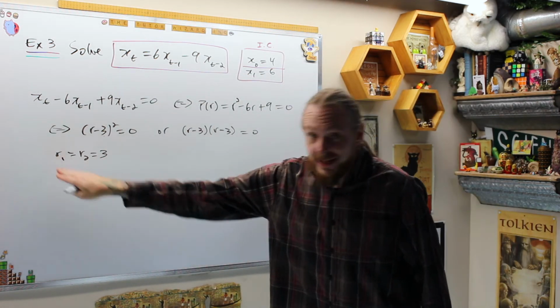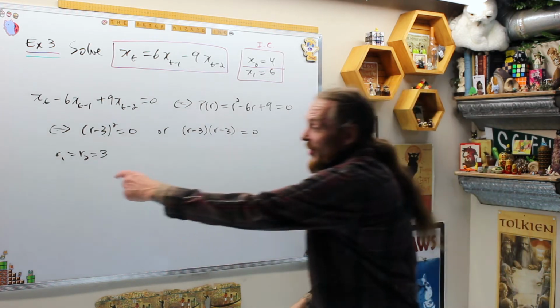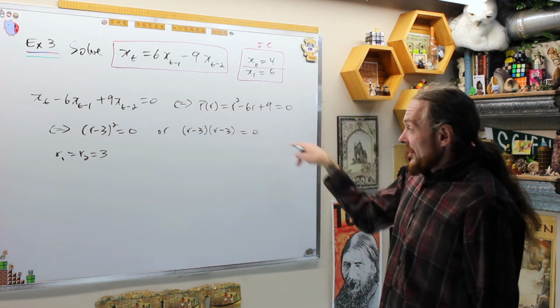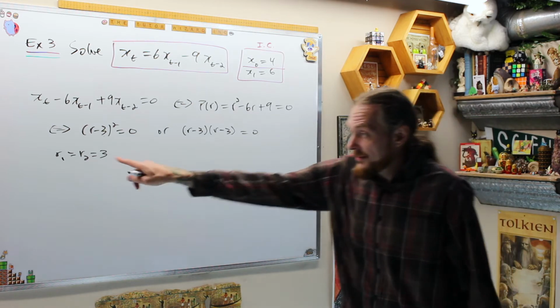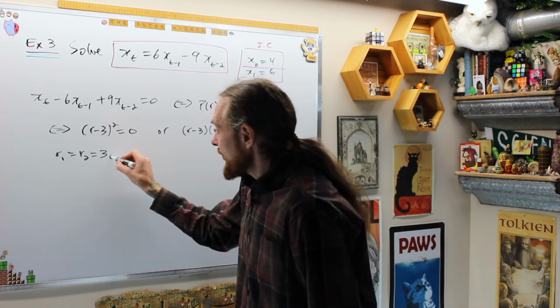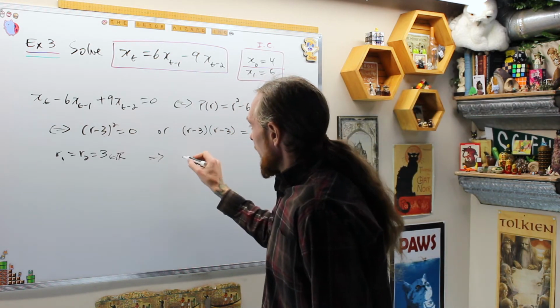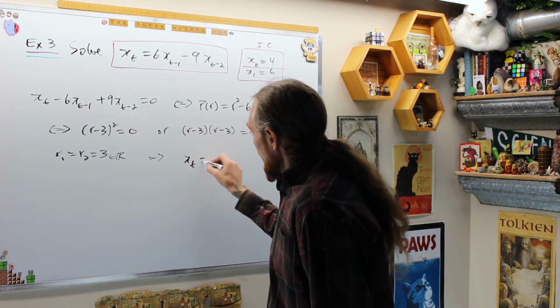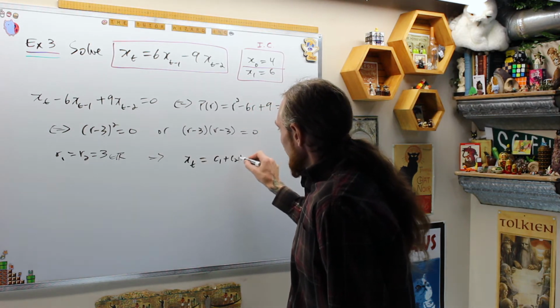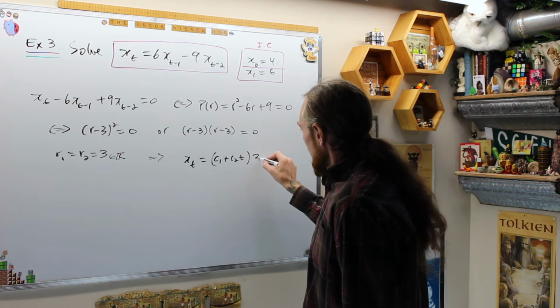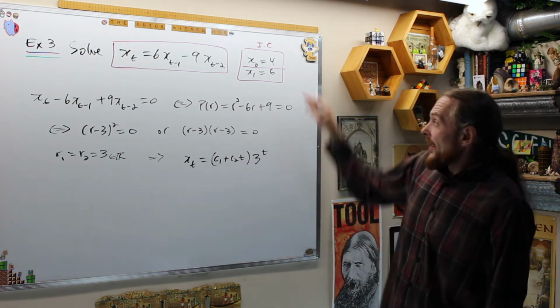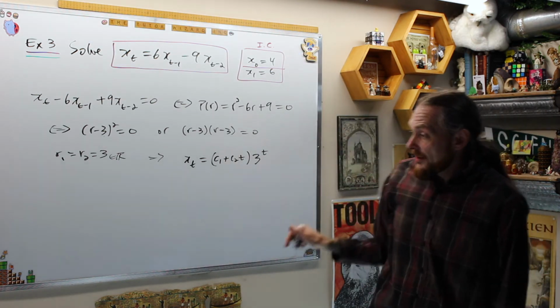It's like, I don't want an index, neither do you, when possible, and it's going to be a fixed number. It's going to be the same root for both indices. What does that tell me? It tells me that my general solution, x_t, is going to be (c1 plus c2 t) times 3 to the t. And what do I have to do? I have to use the initial conditions to find c1 and c2.